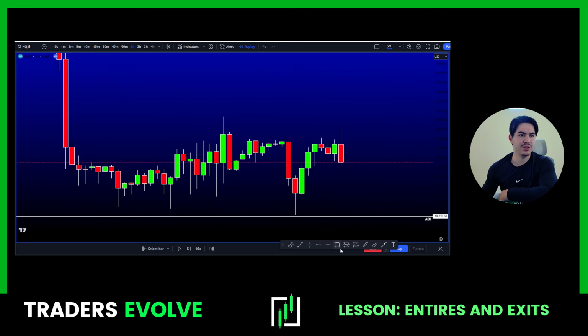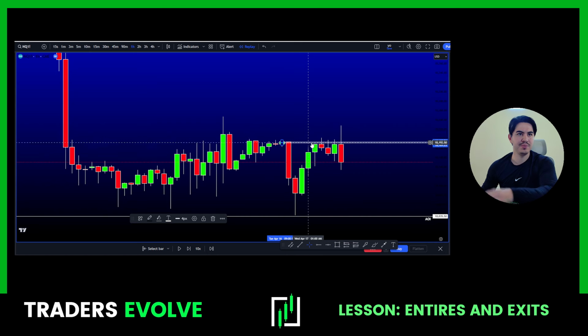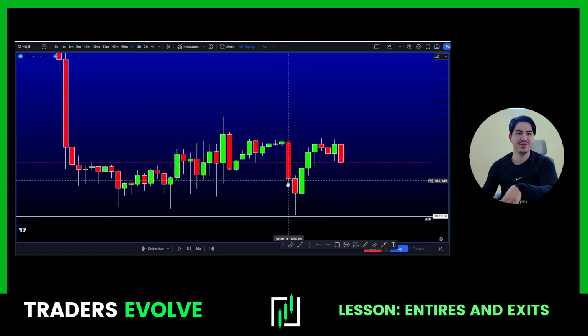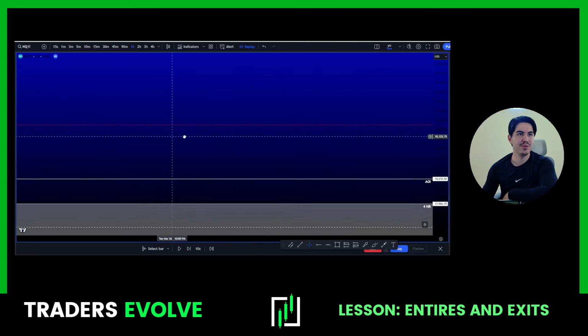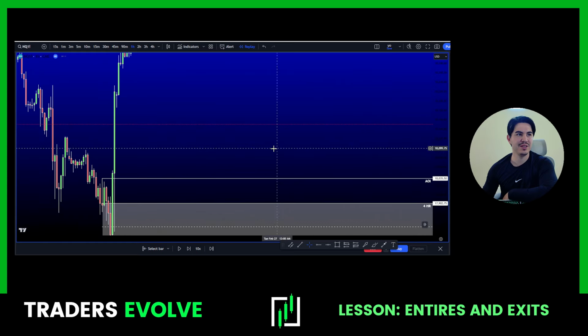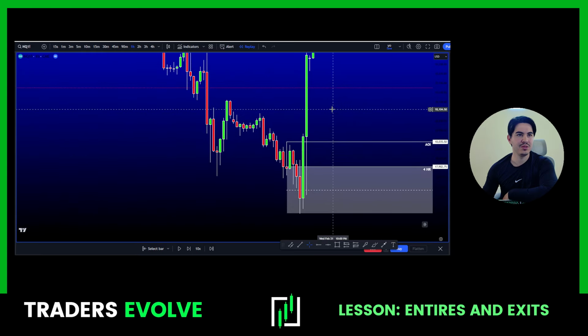So this one, this could have been a 1 hour, but there's a fight down here. That kind of makes it look a little weird, but it wicked and it's just too small. We want to focus on zones that we can actually trade, you know. So here you go. We do have a smaller zone.